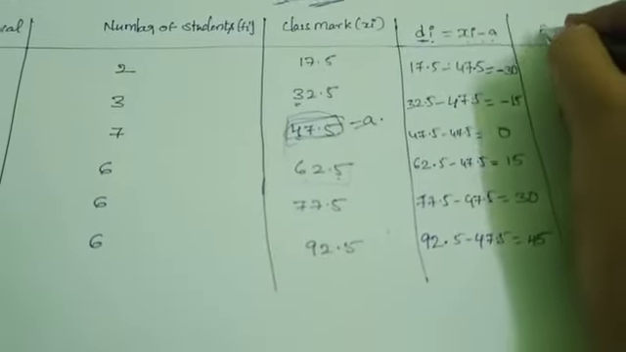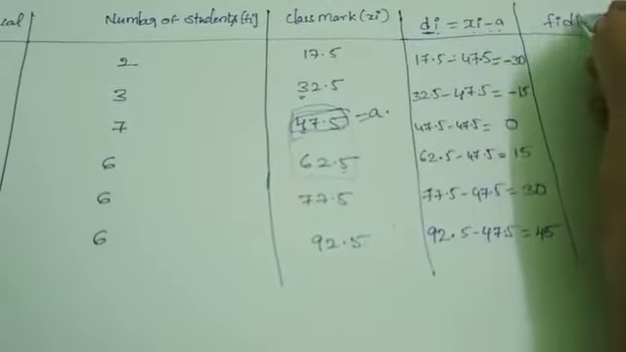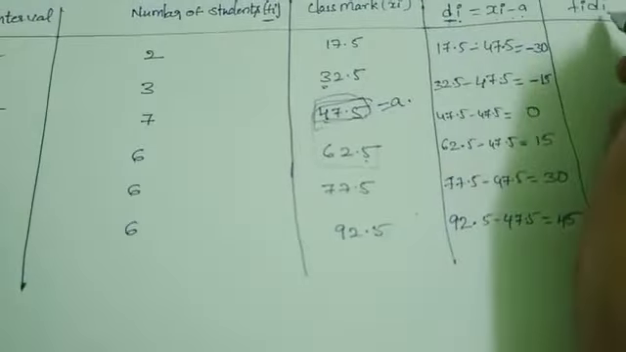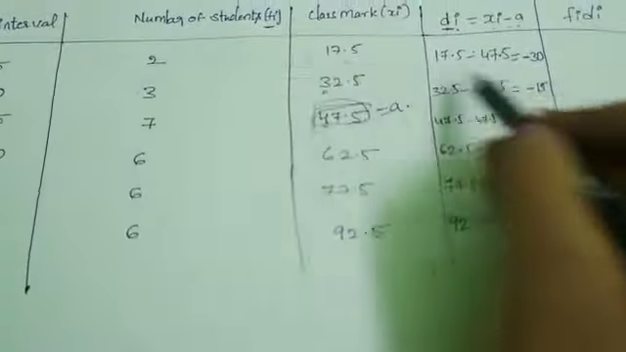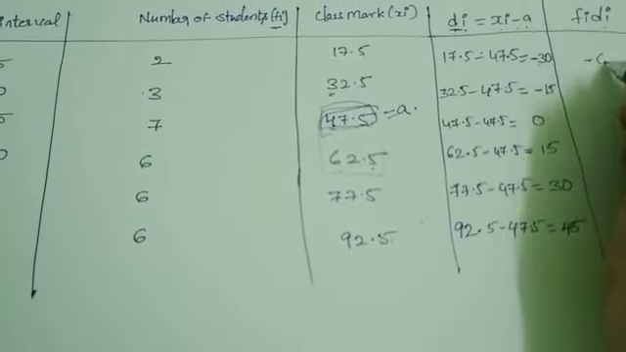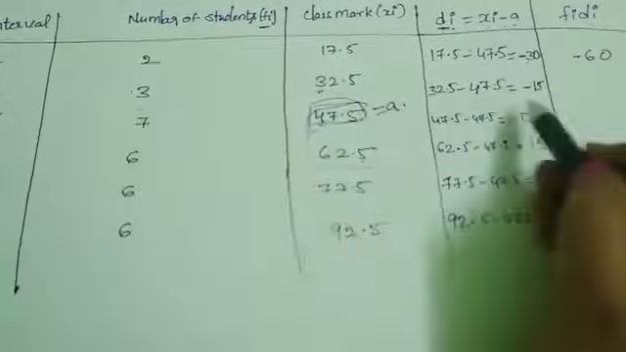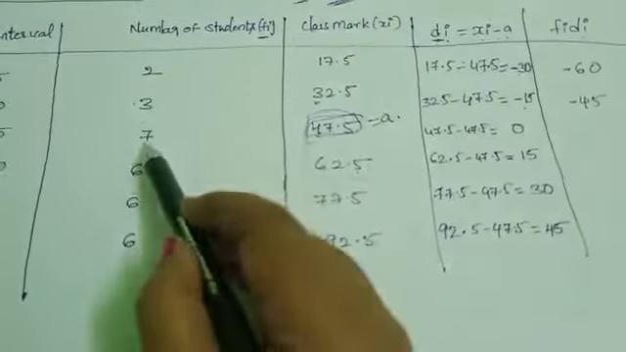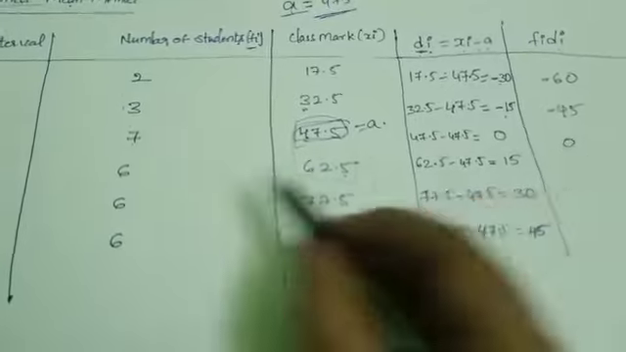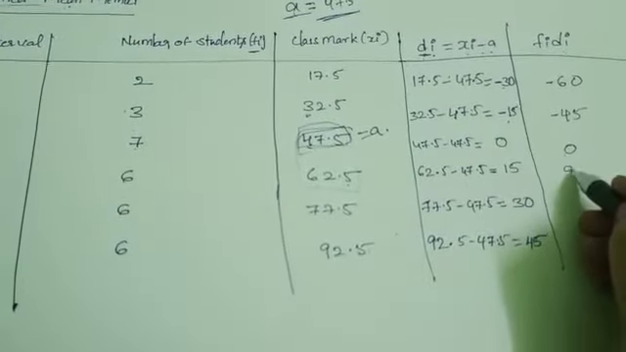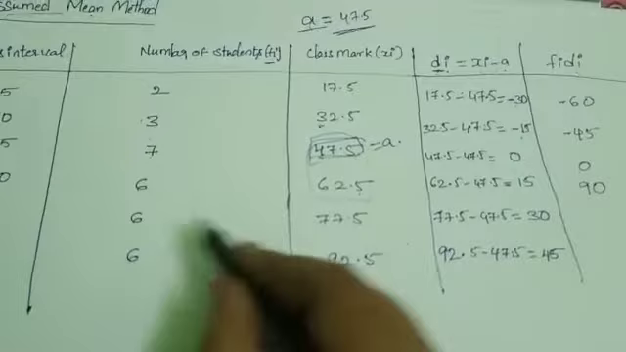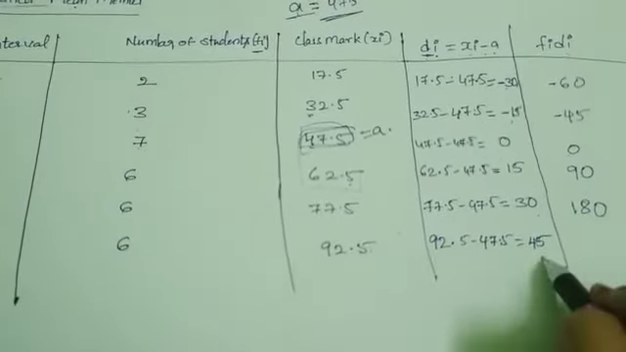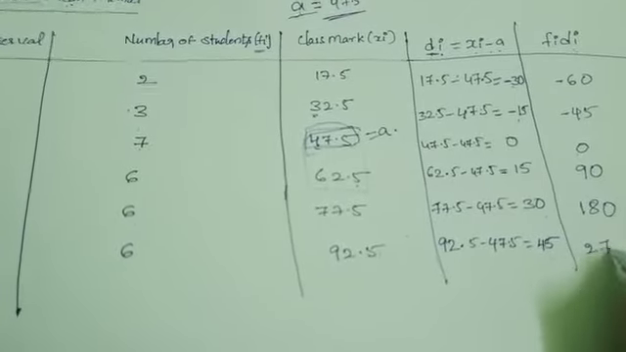Next column, fi into di. fi is the number of students, di is the deviation. fi into di: 2 into minus 30 is minus 60, 3 into minus 15 is minus 45, 7 into 0 is 0, 6 into 15, 6 15s are 90, 6 into 30 is 180, 6 into 45 is 270.